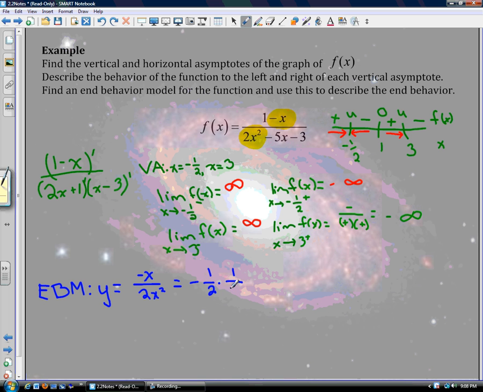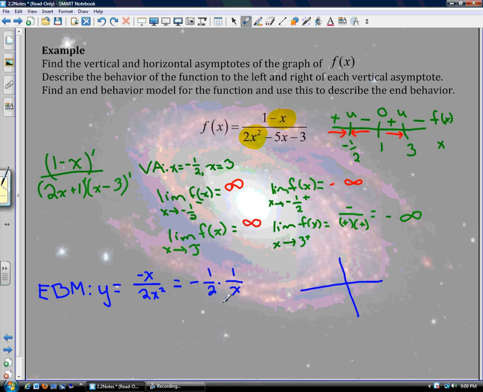Of course, you could write it all together as one big fraction, but I just want to emphasize that it's just my negative 1 over x graph, and I just happen to multiply it by 1/2, so it's just half as tall as it was before. Okay, so my end behavior model looks like that.